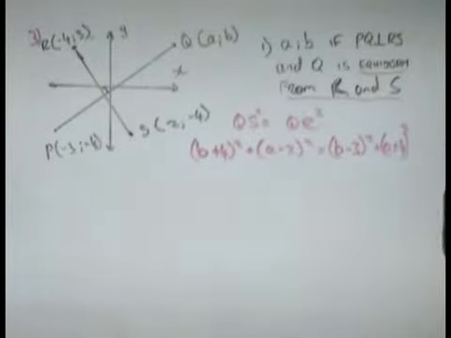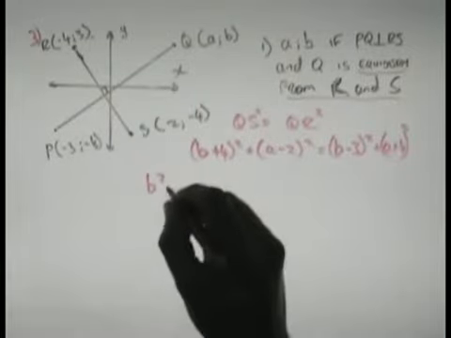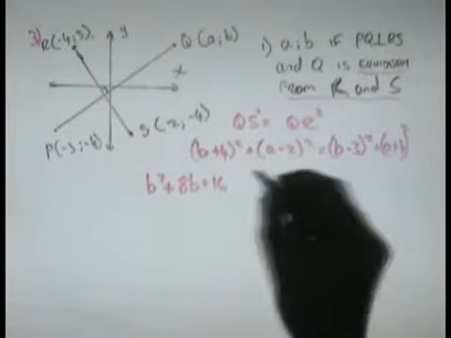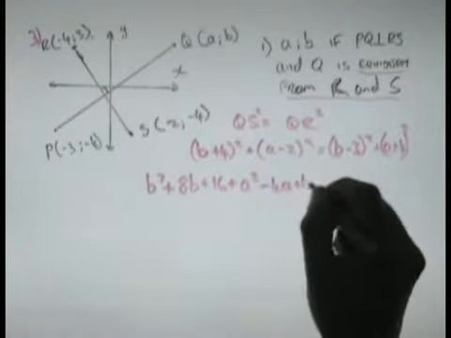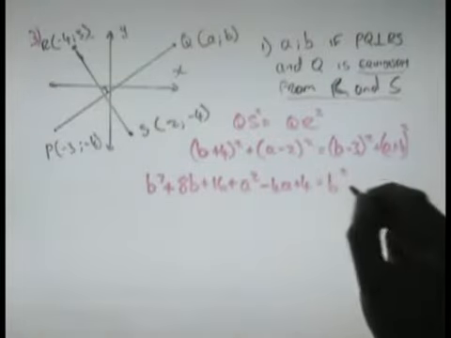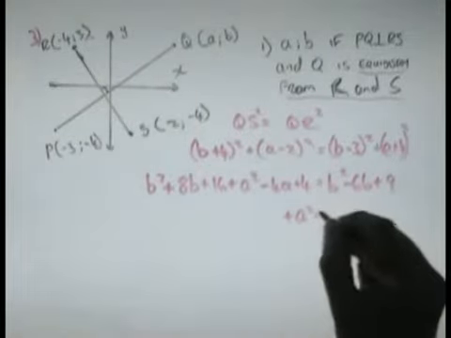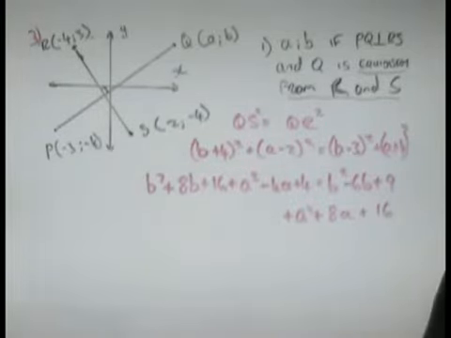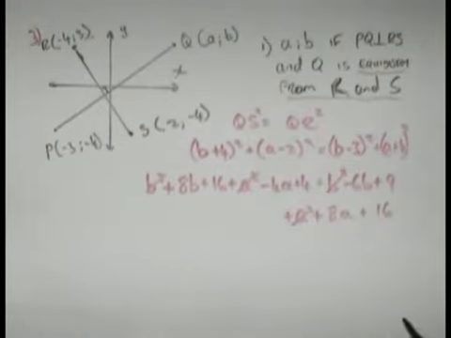I'm not going to simplify this out. Actually, I am going to simplify this out. B plus 4 squared is going to give me b squared plus 4b plus 4b is plus 8b plus 16, plus a squared minus 4a plus 4 is equal to b squared minus 6b plus 9 plus a squared plus 8a plus 16. I've got a b squared on both sides of the equation. They cancel each other out. I've got an a squared on both sides. They cancel each other out.